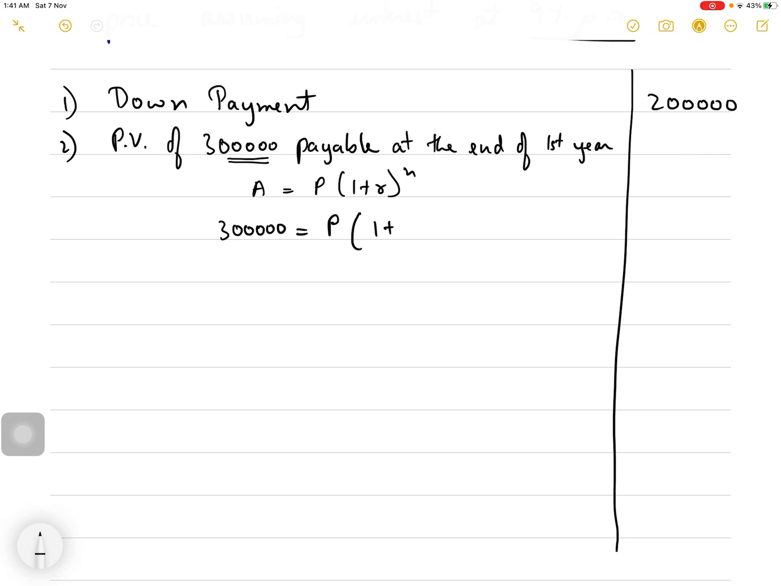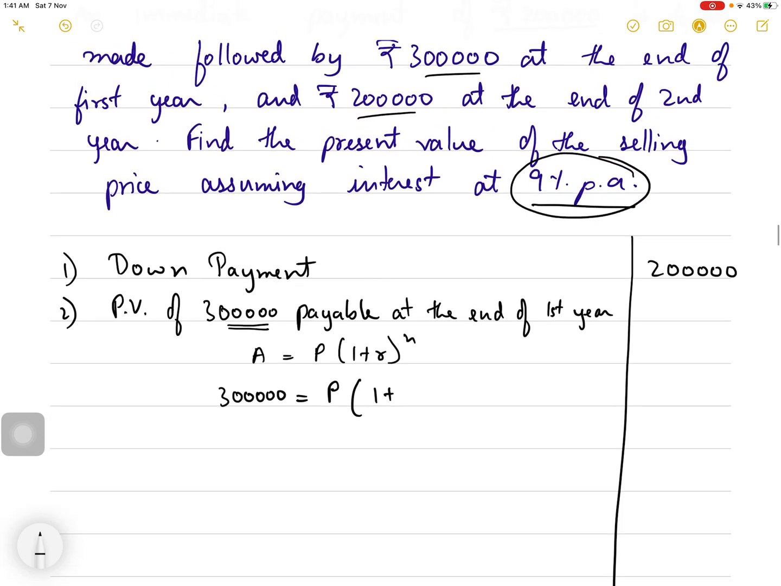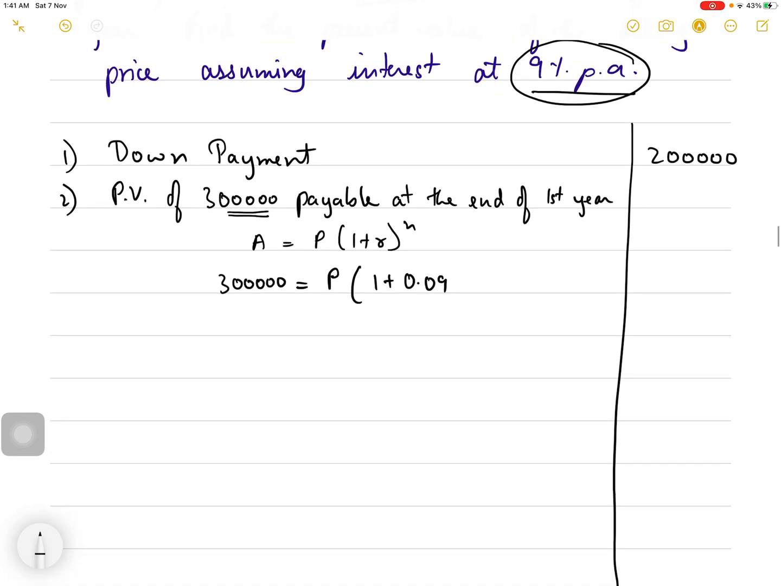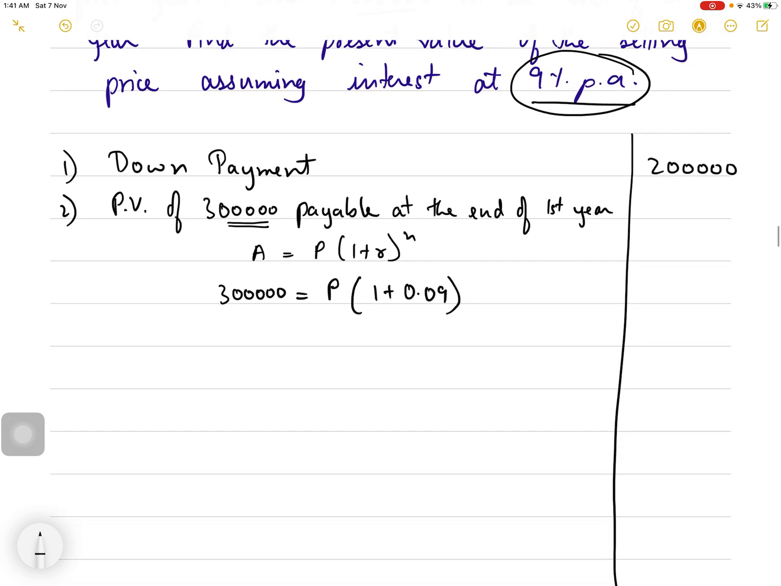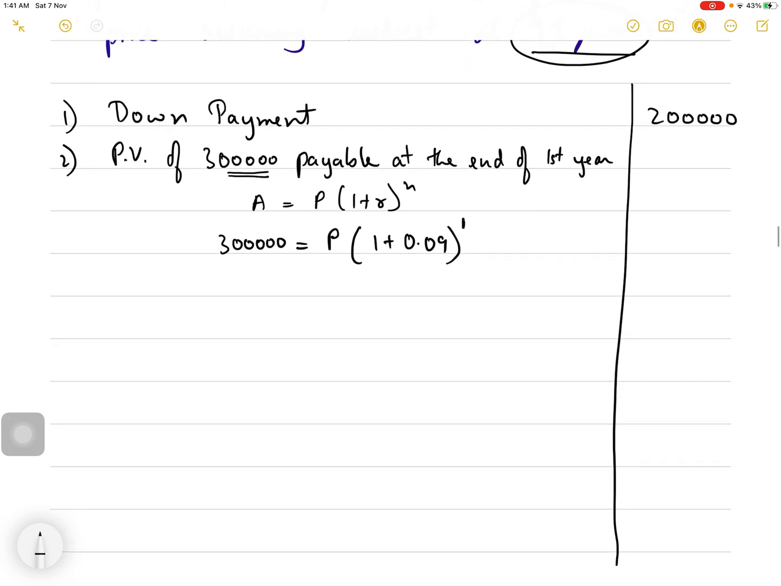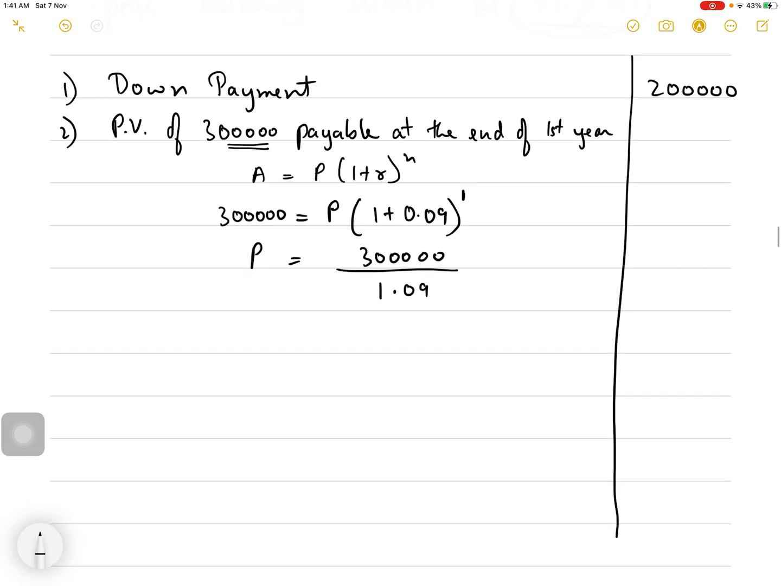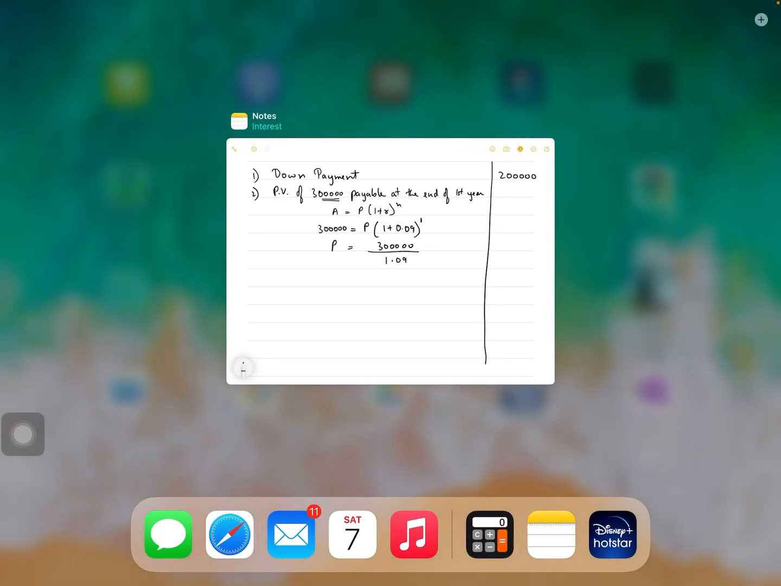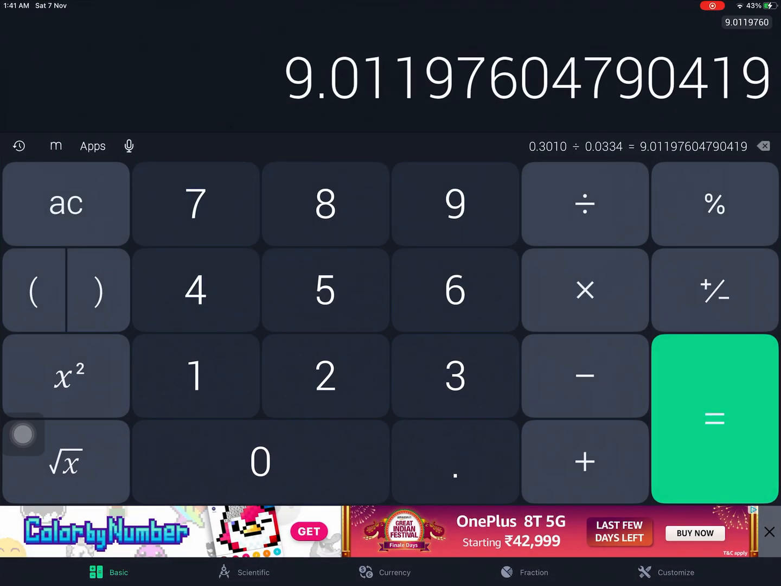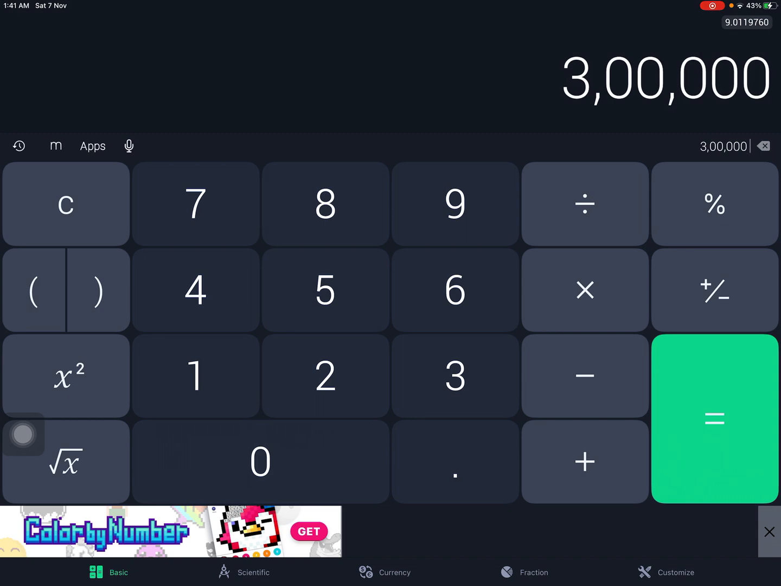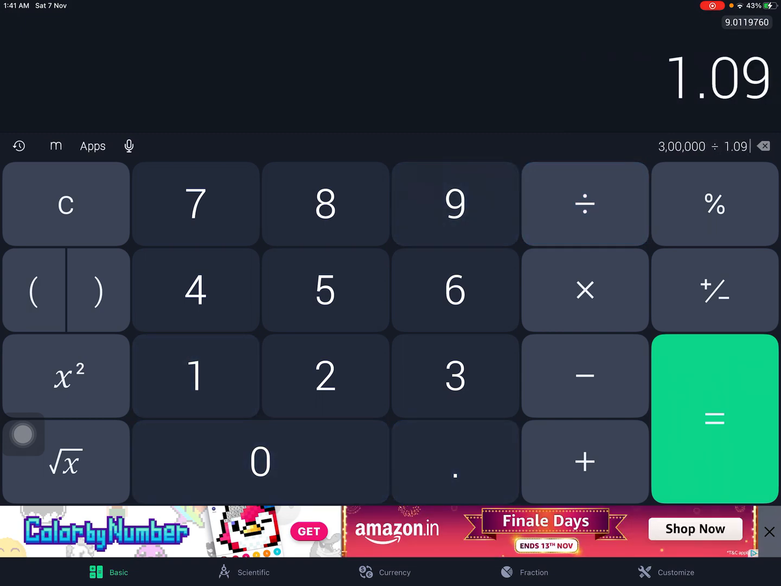Right. So R is 9%, it is there in the question. So 0.09, and N is after 1 year you are paying. So after 1 year, N is 1. At the end of first year you are paying, no? So the period is 1 year. So P is equal to 3 lakh divided by 1.09 raised to 1, which is the same, so 3 lakh divided by 1.09.